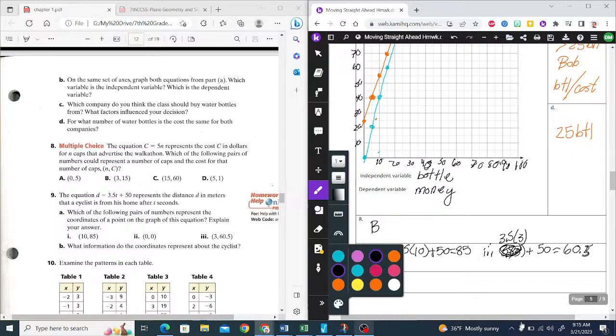What information do coordinates represent about the cyclist? It represents the distance d after time t.